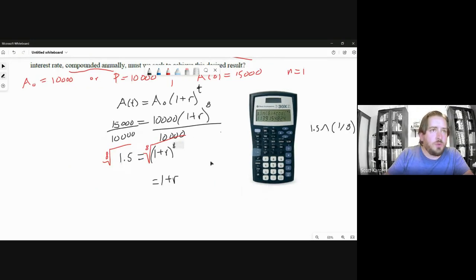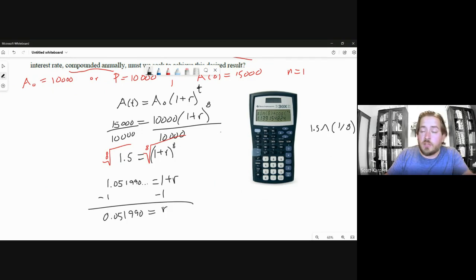You should end up with 1.051990, and it goes on more and more, but we'll cut it off there. There's plenty. And all I have to do now is subtract 1 from both sides, and I get 0.051990 is equal to r. That's r as a decimal.